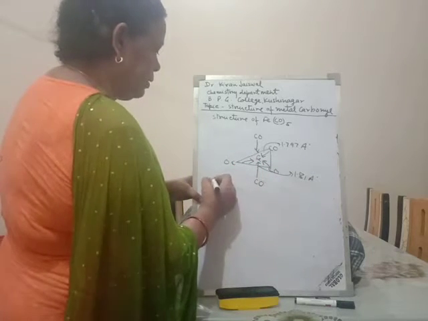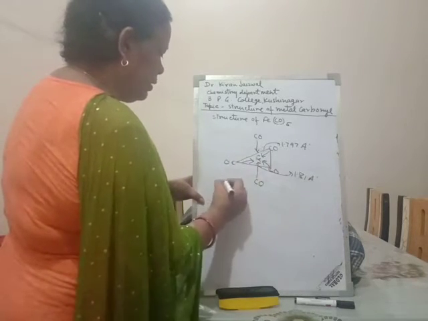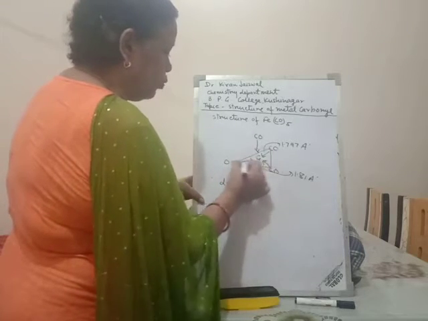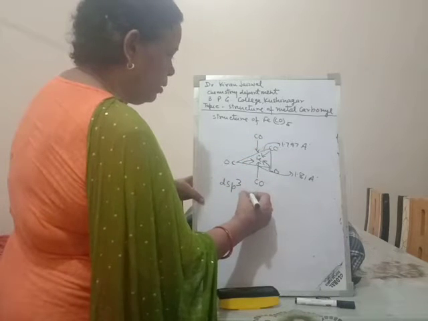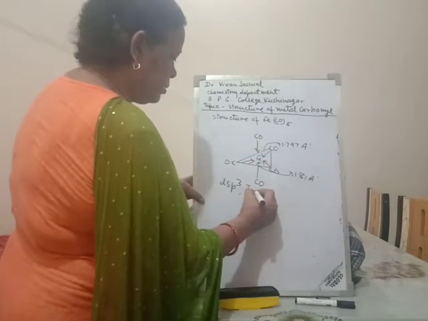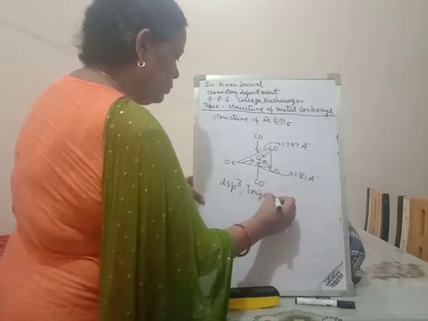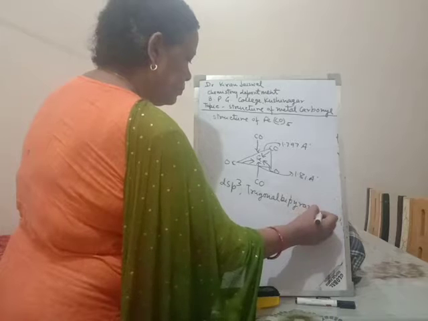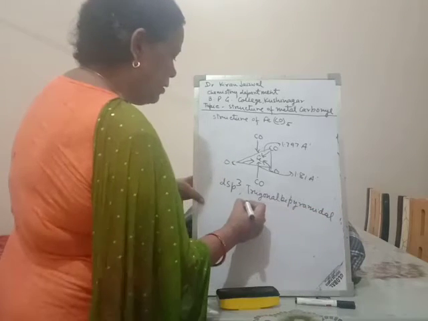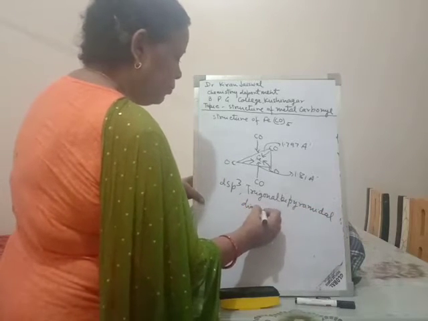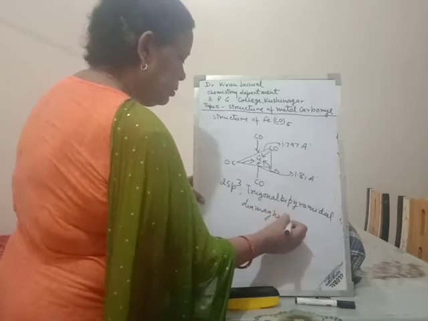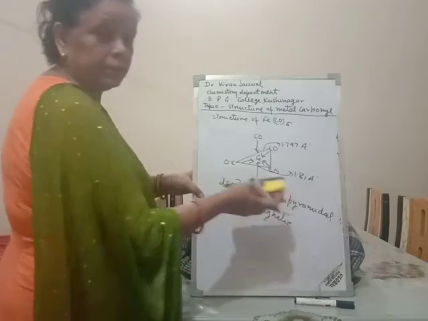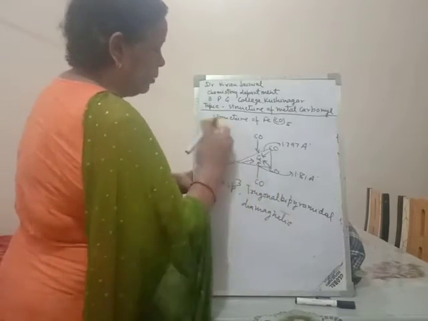The structure will be dsp3 hybridization, a trigonal bipyramidal structure, and the molecule will be diamagnetic. This is iron pentacarbonyl, the structure of iron pentacarbonyl.